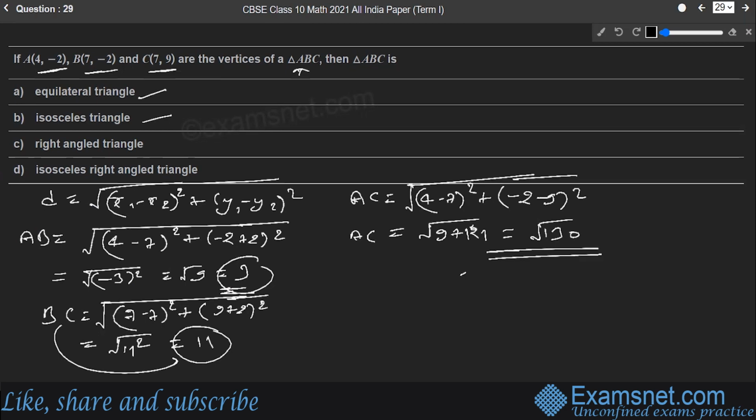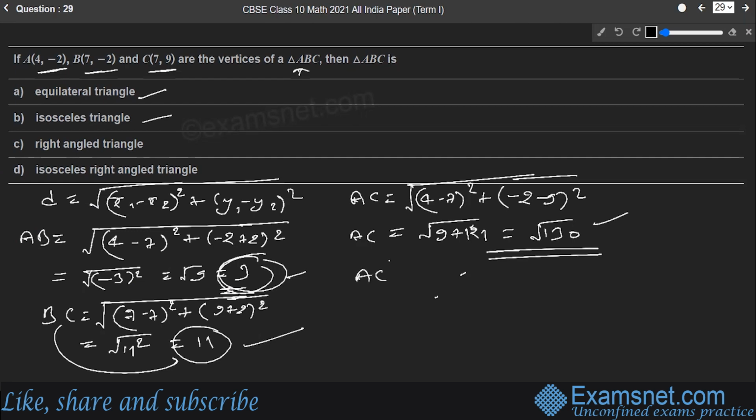Now, as we can see, the AB value is 3, the BC value is 11, and the other value is root 130. So obviously it cannot be isosceles and it cannot be equilateral, because no side matches. So let us verify for the right angle triangle. It can be a right angle triangle if the Pythagorean theorem is satisfied.